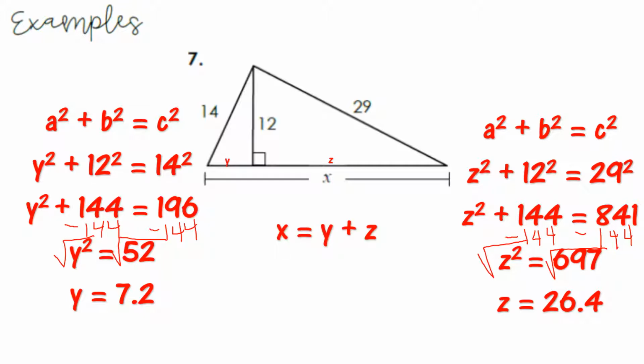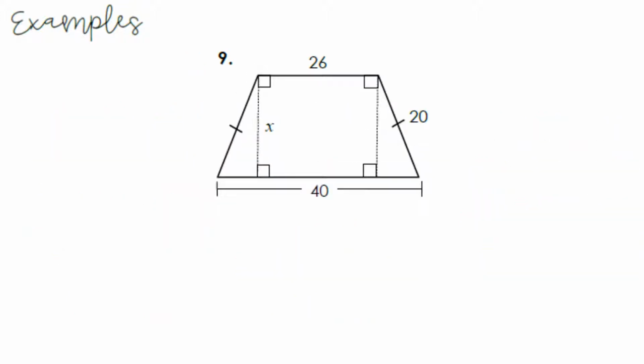So in my mind I think that x is y plus z, or x is equal to 7.2 plus 26.4, which should give me that x is approximately 33.6. Now this is not exact, but it's pretty darn close. Okay, if I move on to example 9.